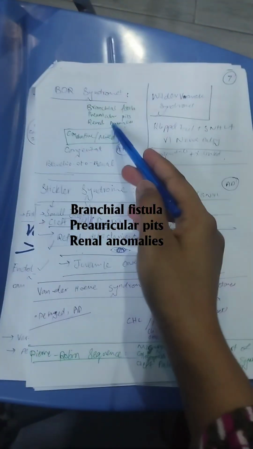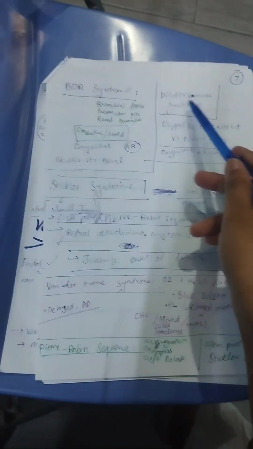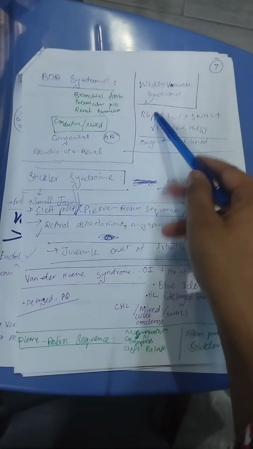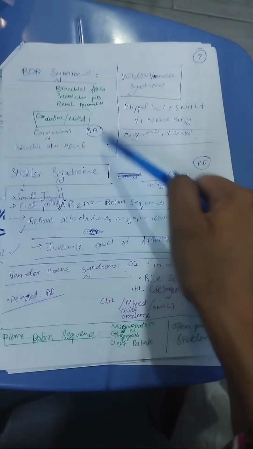Now for the BOR syndrome, or the branchio-oto-renal syndrome, and it causes conductive or mixed hearing loss. It is congenital and it is autosomal recessive. Now for the Wildervanck syndrome, when you remember Wildervanck, just remember Klippel-Feil plus sensorineural hearing loss and sixth nerve palsy, which is the abducens nerve, and it is congenital and X-linked.